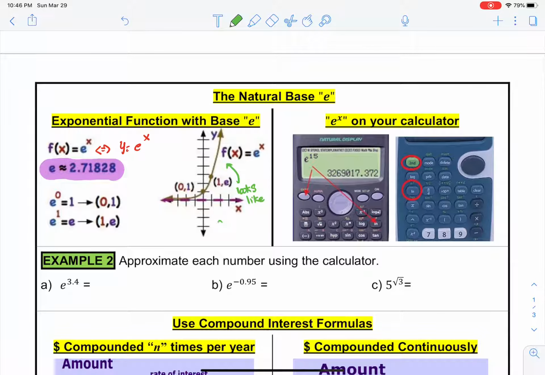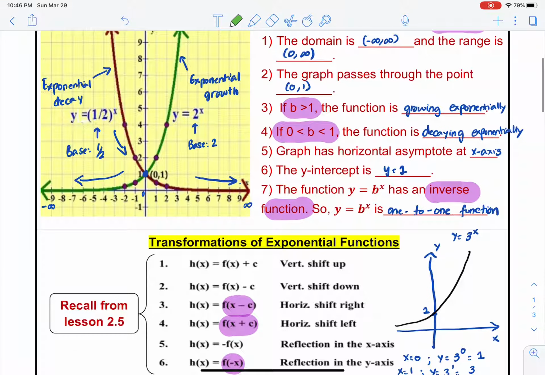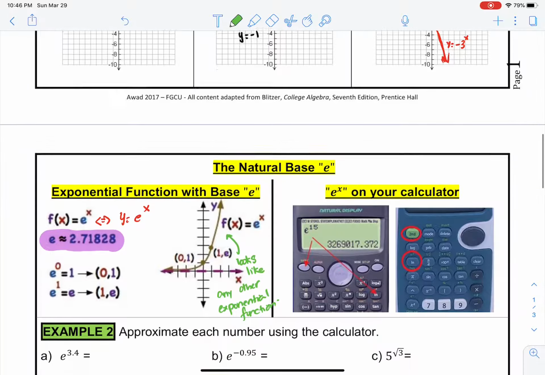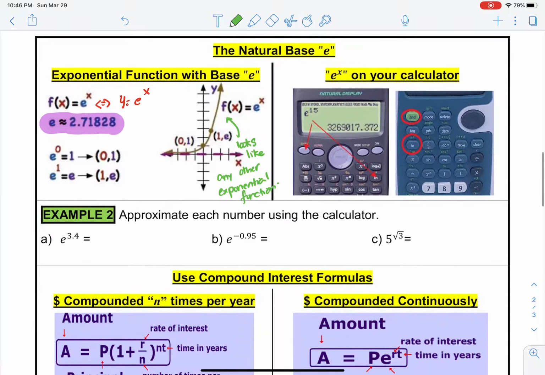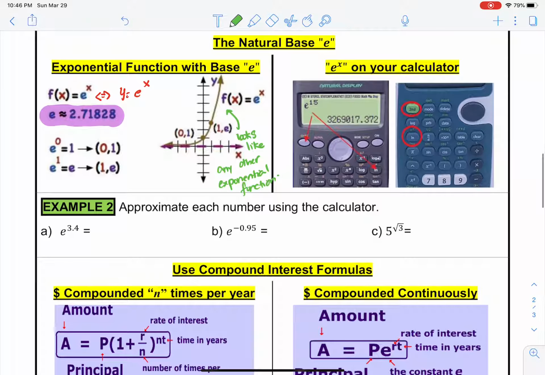You can see that the graph of e raised to x looks like any other exponential function. For example, we could look at y equals 3 raised to x over here, and y equals 2 raised to x over there. So every exponential function, pretty much, they look the same. The only difference here when we use e is that we call it the natural base.